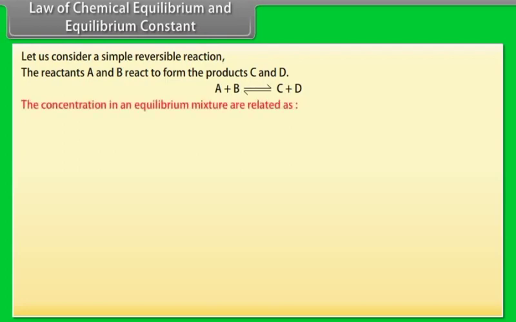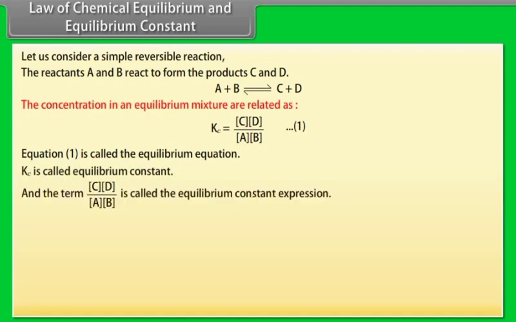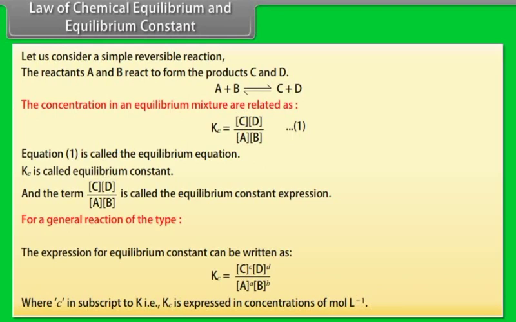The concentrations in an equilibrium mixture are related as, name it as equation 1. Equation 1 is called the equilibrium equation. Kc is called the equilibrium constant, and the term is called the equilibrium constant expression. For a general reaction of the type, the expression for equilibrium constant can be written as, where C is subscript to K. That is, Kc is expressed in concentration of moles per liter.